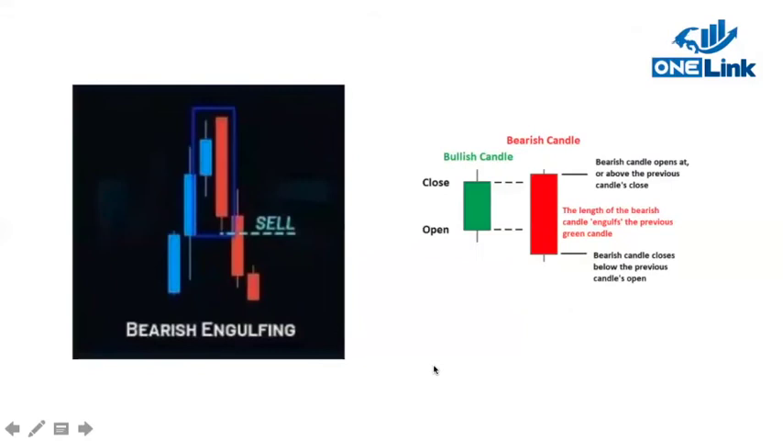Okay, and this is the bearish engulfing, which happens at the resistance level. Normally at a resistance level you get a bull candle, then a red candle engulfs the green. This is known as a bearish engulfing candle.